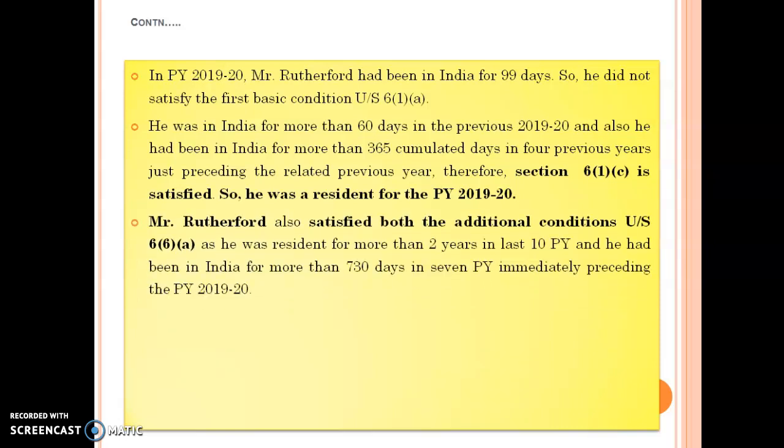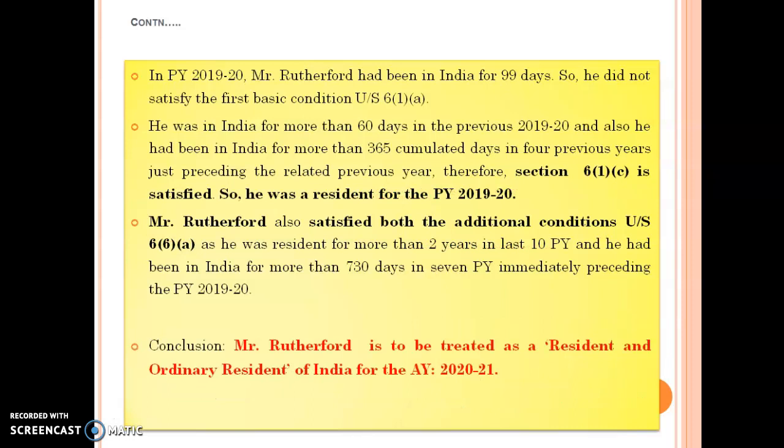Again, he satisfied both the additional conditions under section 6(6)(a). He was resident for more than 2 years in the last 10 previous years and he had been in India for more than 730 days in the 7 previous years immediately preceding the previous year. So we can conclude that Mr. Rutherford is a resident and ordinarily resident for the assessment year 2020-21 related to the previous year 2019-20.